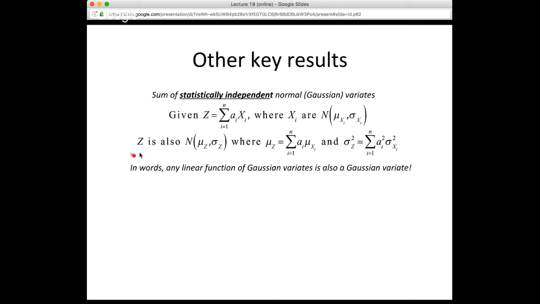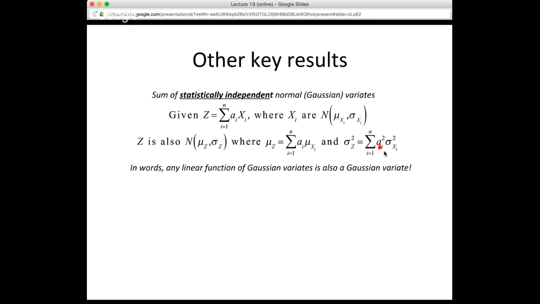The theory shows us that the random variable z is also normally distributed with mean mu z and standard deviation sigma z. And importantly, the mean can be calculated as the sum over all of the means for each of the random variables xi weighted by their corresponding coefficients. Likewise, the variance for z, from which you can obviously calculate a standard deviation, is going to be the sum over all of the variances for xi weighted by ai to the power of 2.